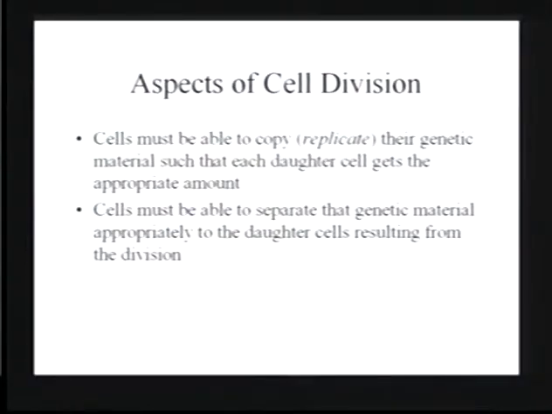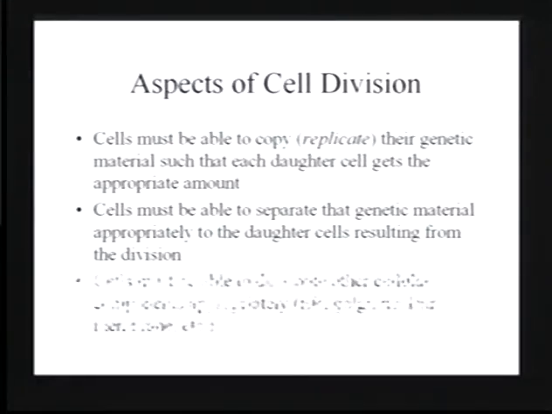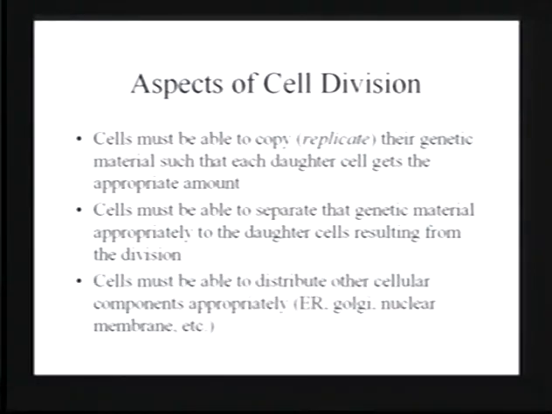Cells have to be able to separate that genetic material appropriately. If you copy that genetic material, you don't want both copies going into the same cell. The cells, when they divide, have to be able to distribute that material evenly. When you produce sex cells, eggs and sperm, what you have to be able to do is separate that genetic material so that each daughter cell gets one copy of everything instead of two. So there has to be a way of separating all of those components. And you've got to be able to separate everything else.